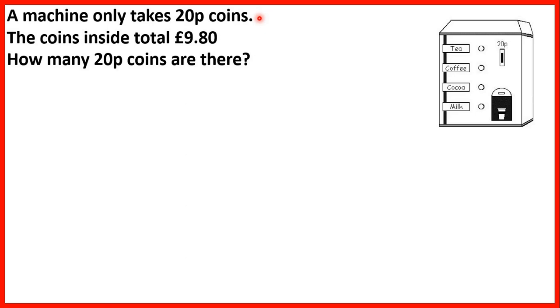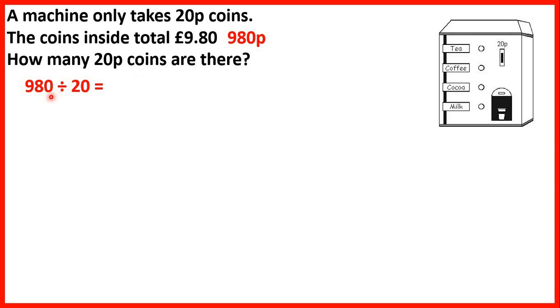A machine only takes 20p coins. The coins inside total £9.80. How many 20p coins are there? So £9.80 is 980 pence. So because we have 20p coins, what we can do is divide 980 by 20, and that will tell us how many coins there are.